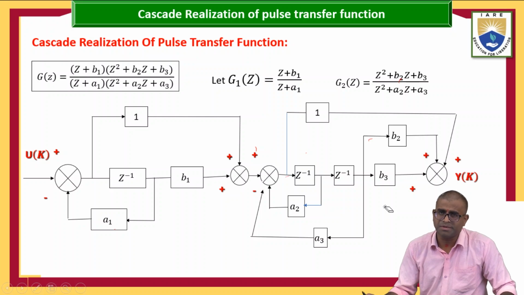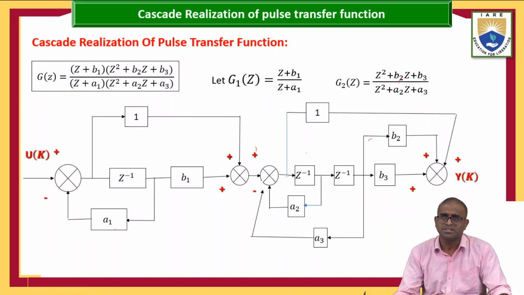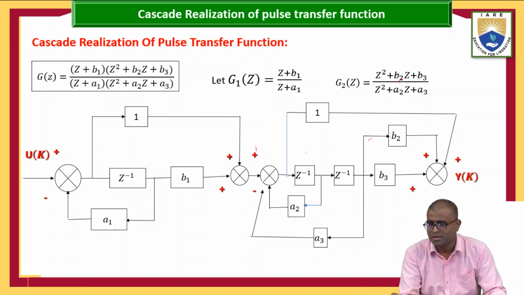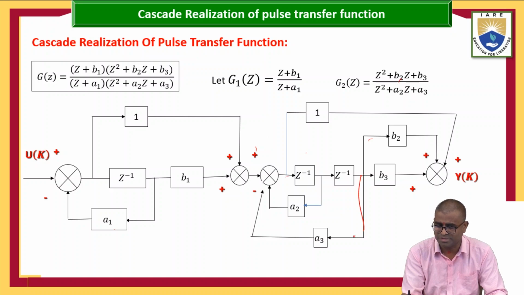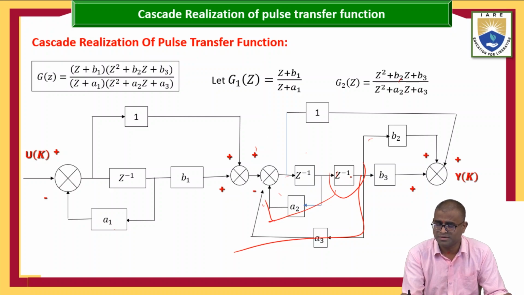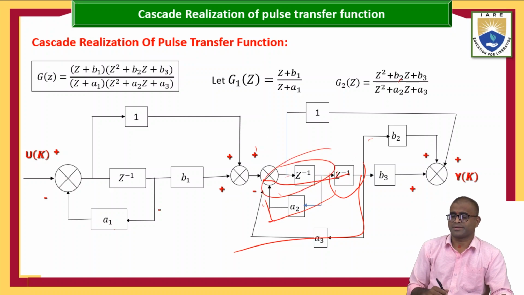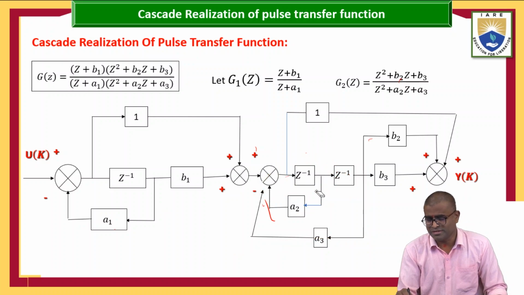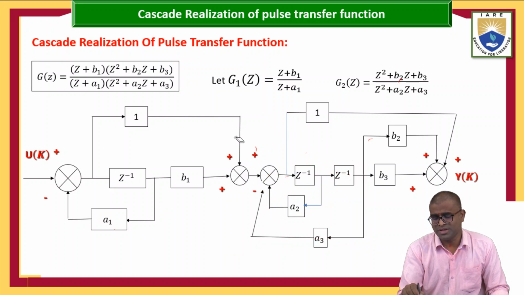Next, coming to the denominator part, that is Z square plus two Z terms will be there. The constant term is A3, so constant A3 is completed. A2 into Z. After that, only Z square. This is one cascade realization of the function with order of 2.